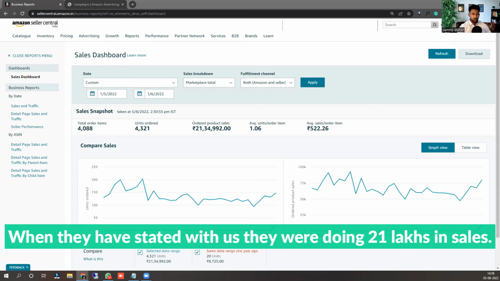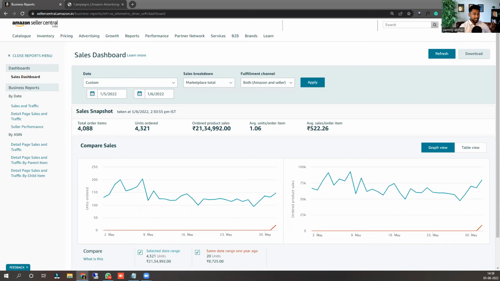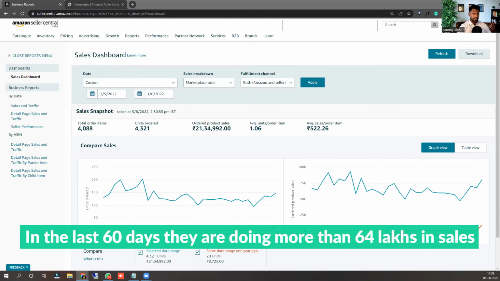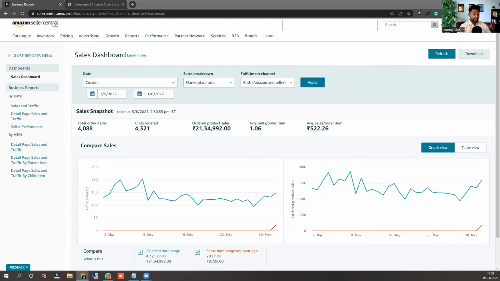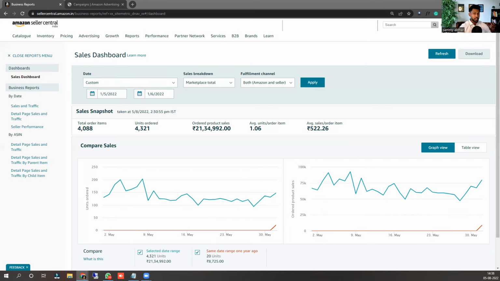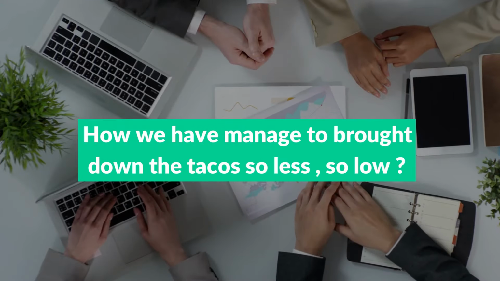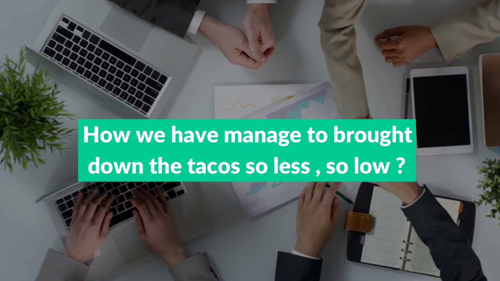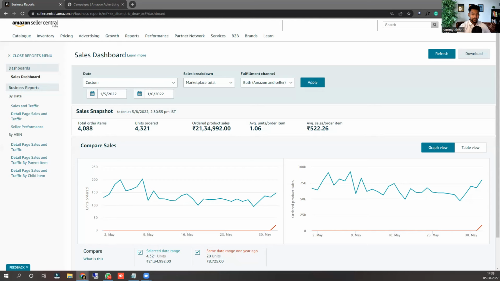So today I'm going to share with you one client's case study. When they started with us, they were doing close to 21 lakhs in sales. Now, in the last 60 days, they have done more than 64 lakhs in sales with a TACOS of 1.2%. Let me show you the account, and how we have managed to bring the TACOS down so low, around 1.2%. Then we'll move on to the strategies.